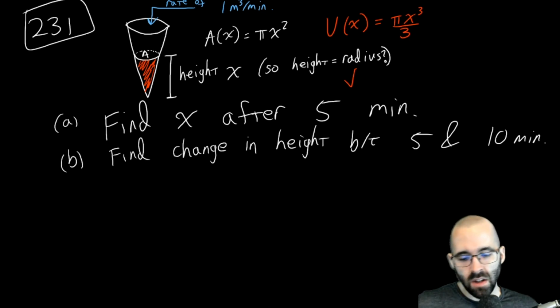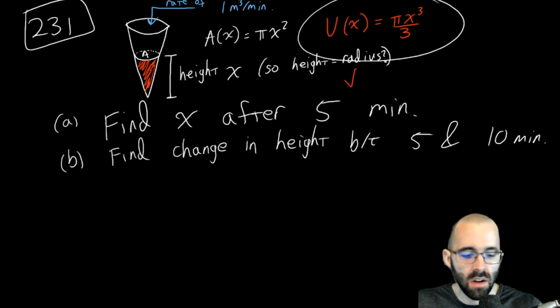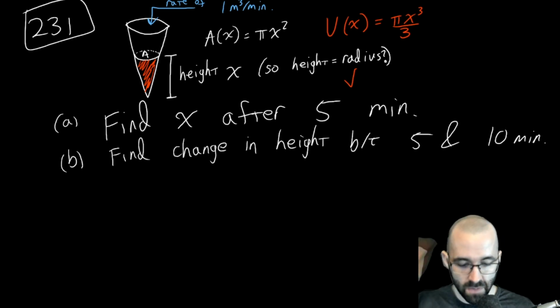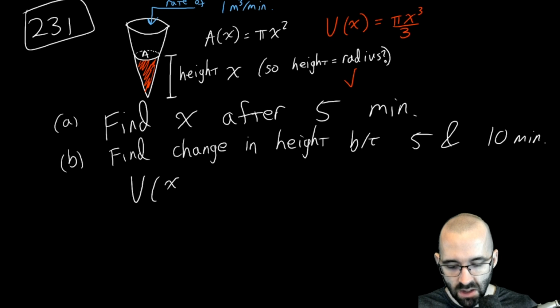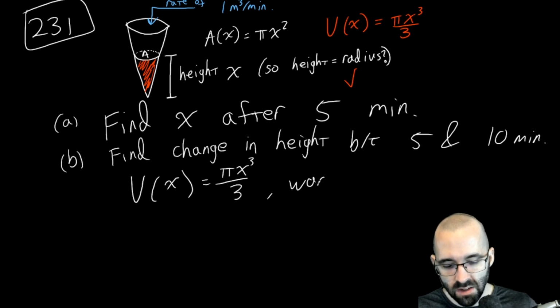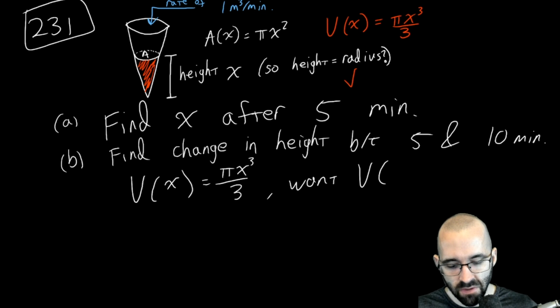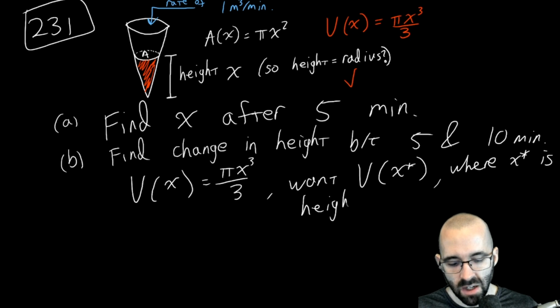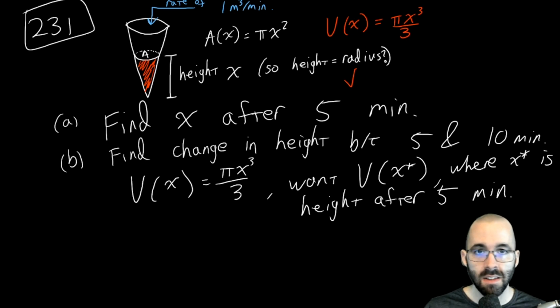Okay, so what we're going to use is this volume equation, okay? Because we know that the volume equation is related to its height, and that's going to be pi x cubed over 3. And we want, what is the volume after 5 minutes? Let's write x star, where x star is height after 5 minutes. So we need a relationship between the height and time.